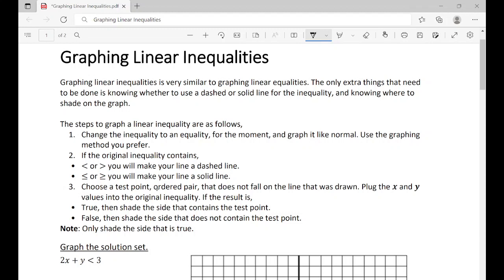Choose a test point, some ordered pair that does not fall on the line that was drawn. Then plug your x and y values into the original inequality. Once you do that, you're going to get two results. If the result is true, then you shade the side that contains the test point, because that is the true side. If the point you put in is false, then shade the other side, the side that does not contain the test point. You only want to shade the side that is true.